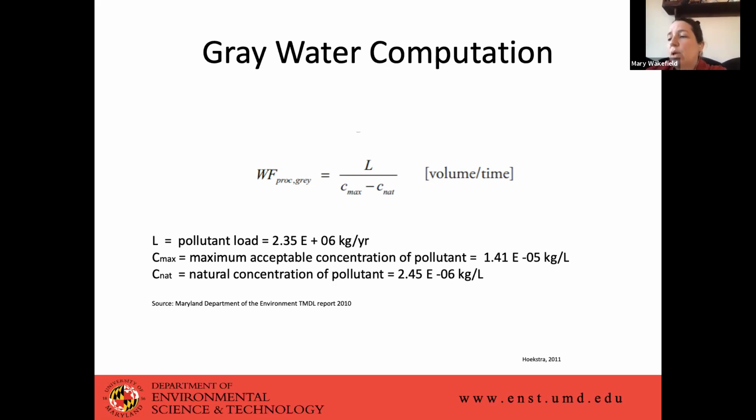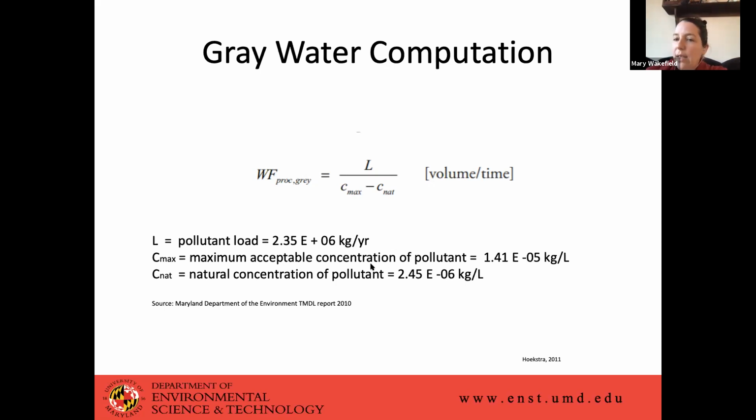Your maximum acceptable concentration of this pollutant is 1.41 to the -5th kilograms per liter. And the natural concentration of that pollutant, if you went back to before people started any sort of industrial productivity or farming on the Eastern Shore, is estimated to be 2.45 to the -6th kilograms per liter. One of the things of note here is that we're trying to get down to one order of magnitude larger than where we initially were. But we've got a long way to go.